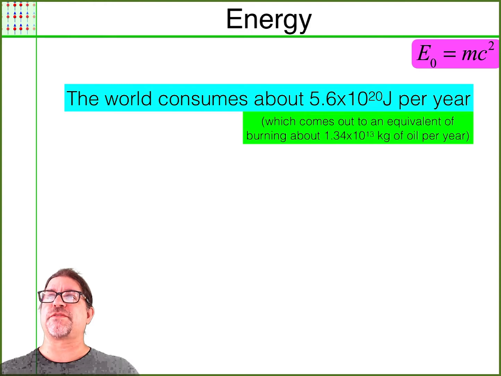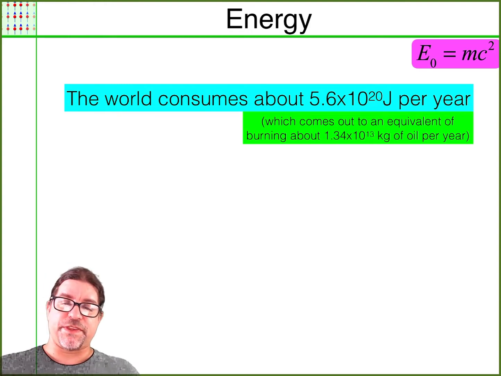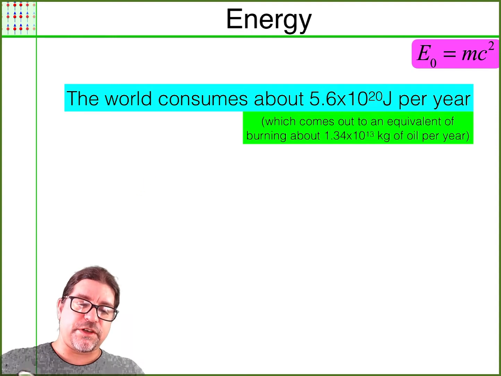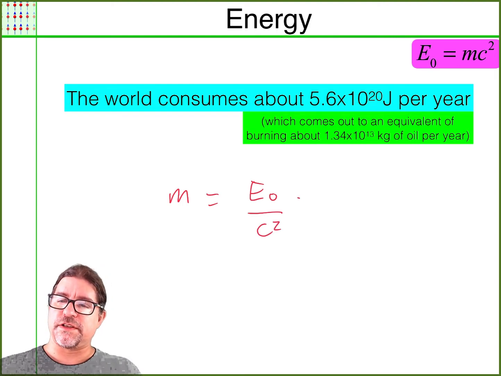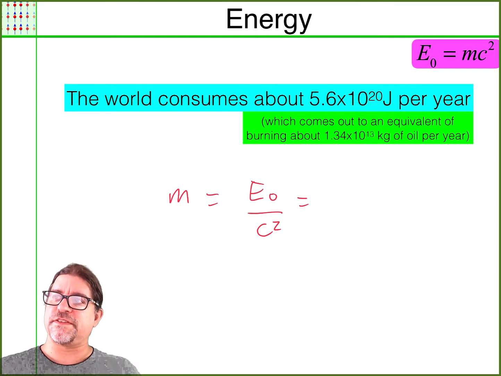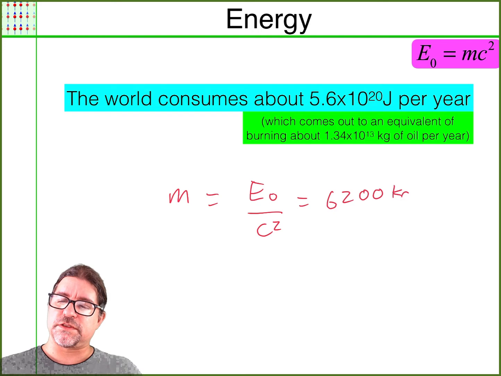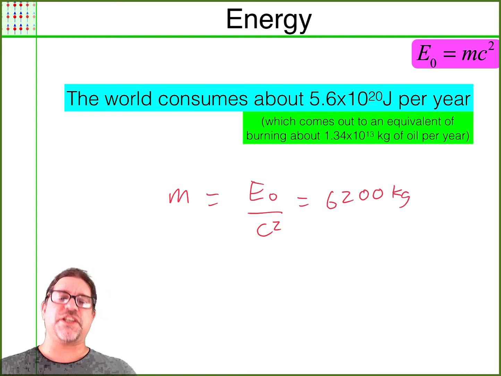So how much mass would you need to make that much energy? I could use E equals mc squared to do that, right? So how much mass would I need to convert to energy to power the entire world for a year? It would be 5.2 times 10 to the 20 divided by the speed of light squared, and I get about 6,200 kilograms. So if you could turn 6,200 kilograms into energy, you could power the whole world for a year. That'd be kind of handy.